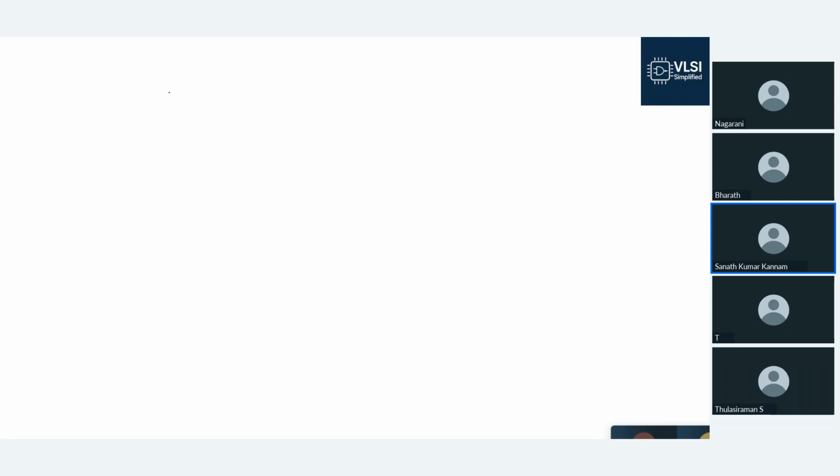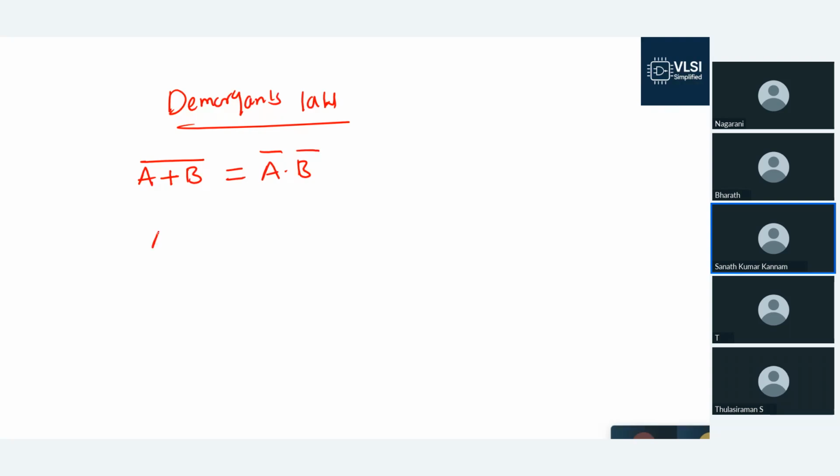And one more law you have, De Morgan's law. So what is this De Morgan's law? So this is A or B whole bar equal to what? A bar and B bar. A, B whole bar. Dual of this one. A, B whole bar equal to what? A bar or B bar.